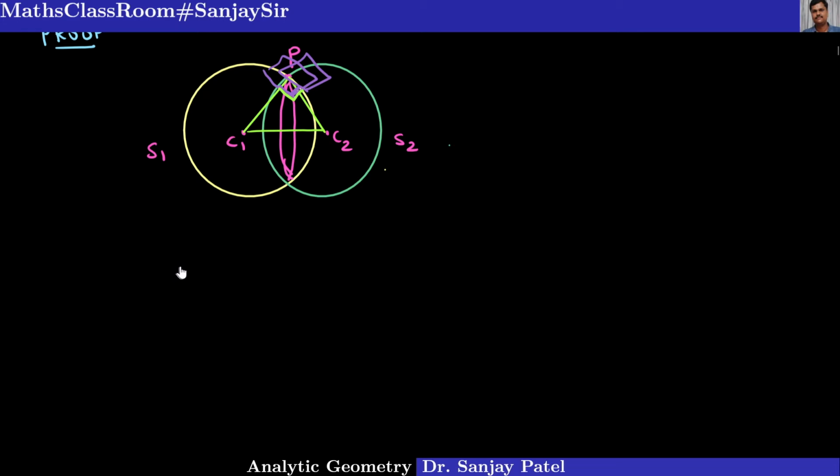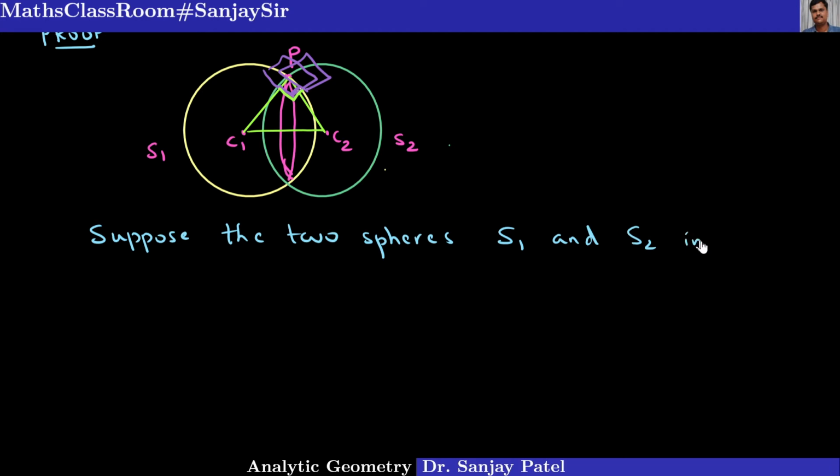So let us start this way. Suppose two spheres, remember this is an important result, two spheres S1 and S2 intersect each other and P is any point of intersection.